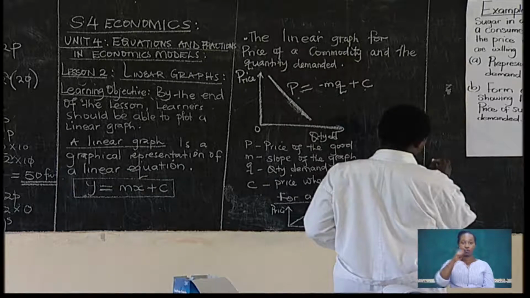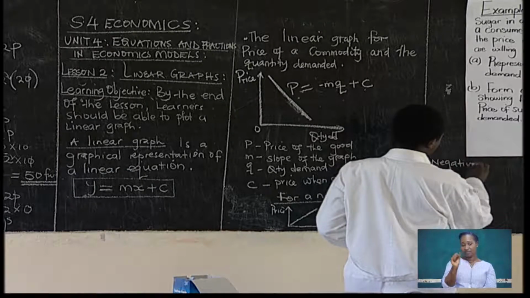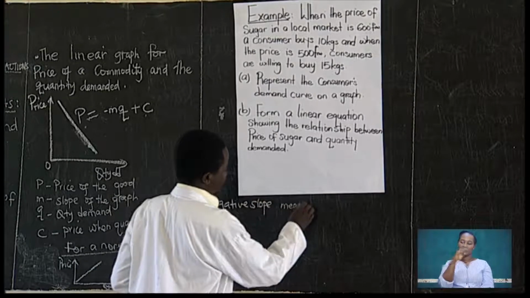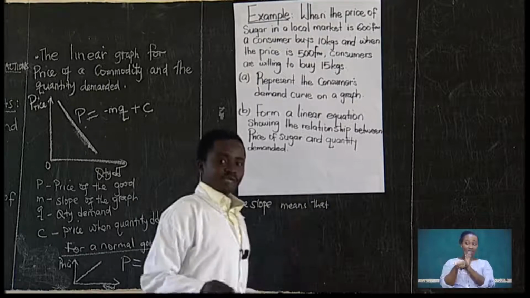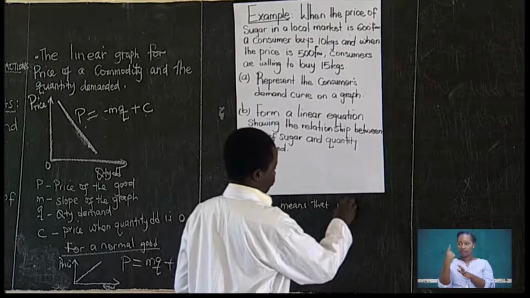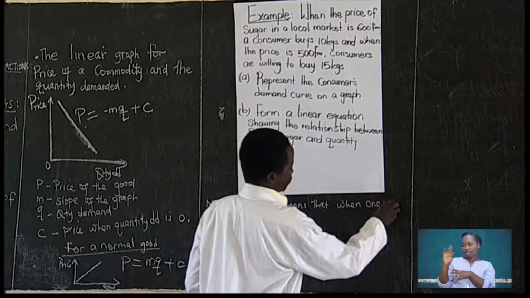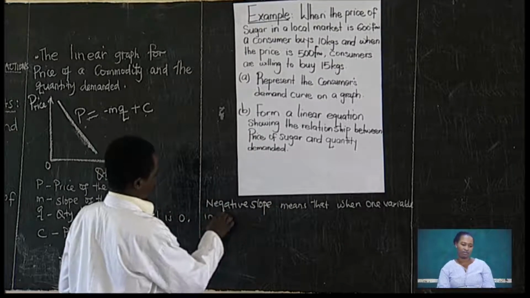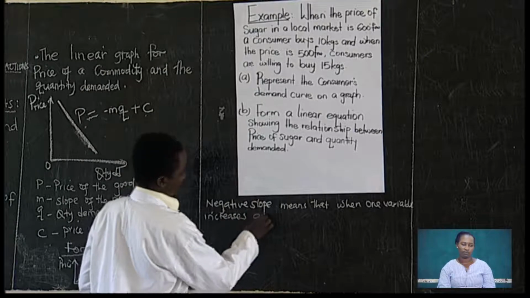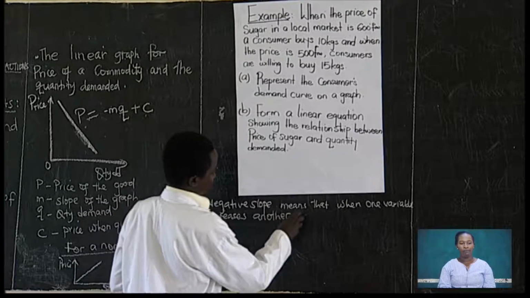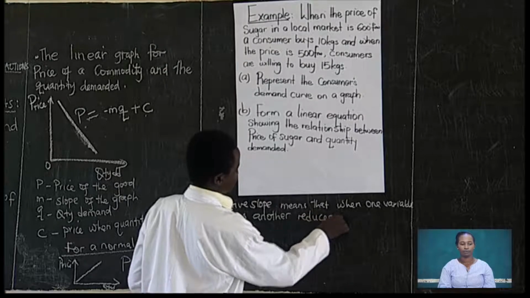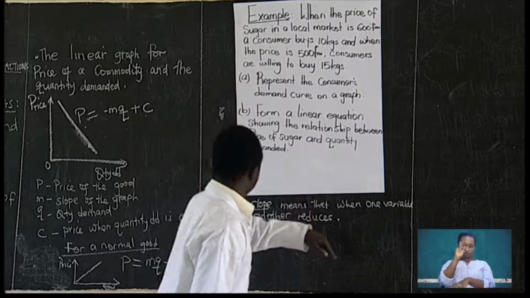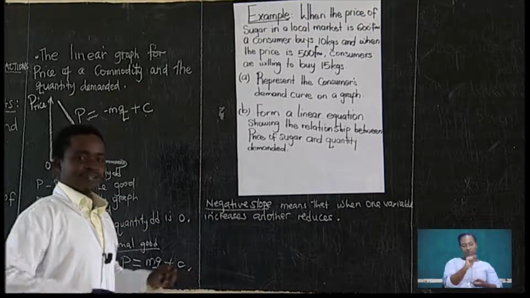You have to note this: a negative slope, the slope is the gradient, means that when one variable increases, another one reduces, and vice versa. That's what it means. One is increasing, another one is reducing. So meaning that there is an inverse relationship.